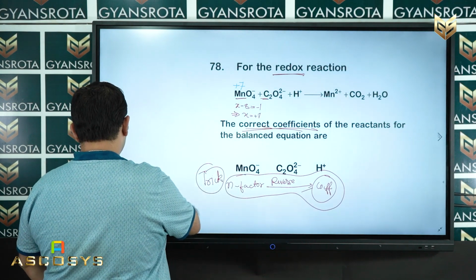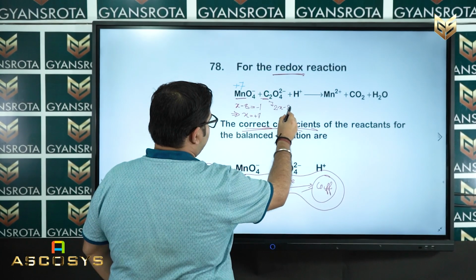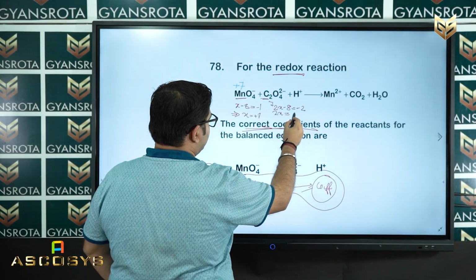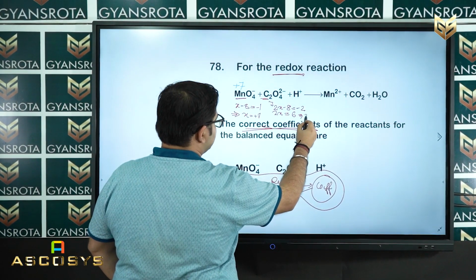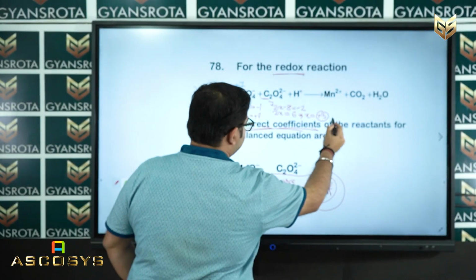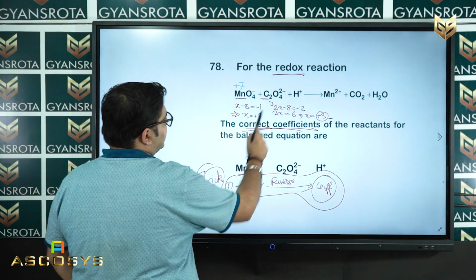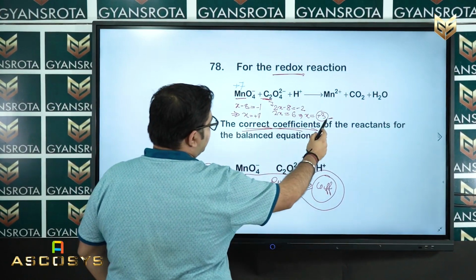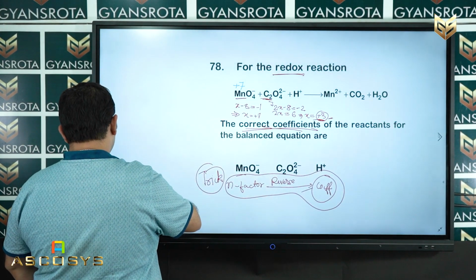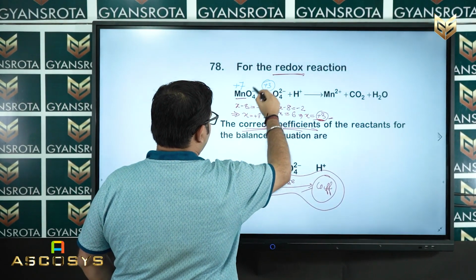Now, for this, twice x minus 8 is equal to minus 2. So, twice x is equal to 6. So, x is equal to plus 3. Now, remember this plus 3 is for one carbon, not for two carbon. Please keep in mind, because here they already given 2, but the plus 3 we found here is for a single carbon.